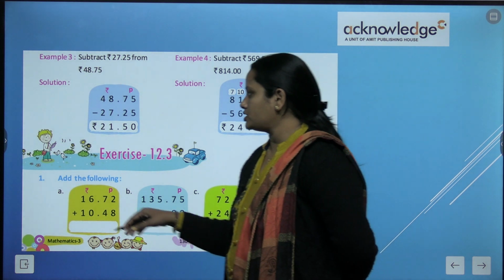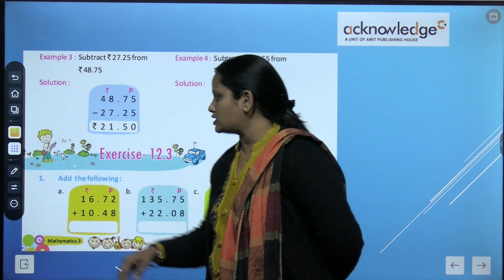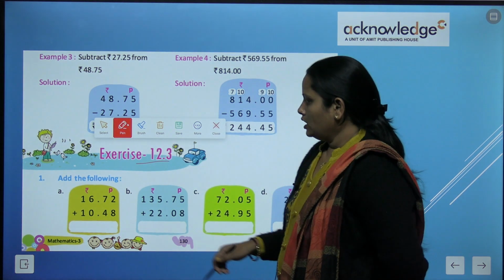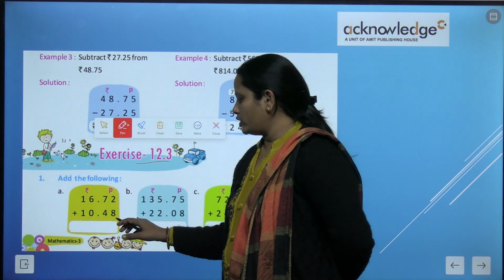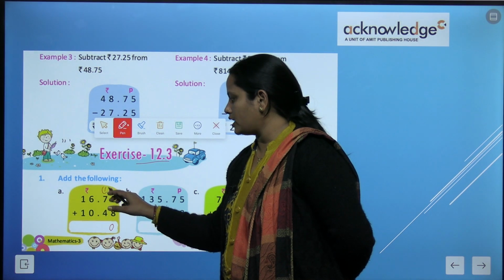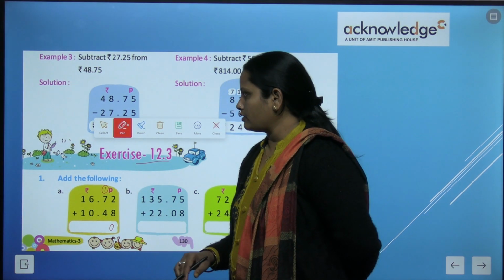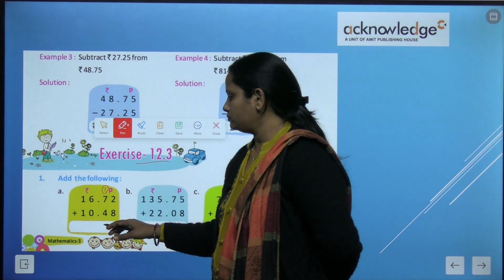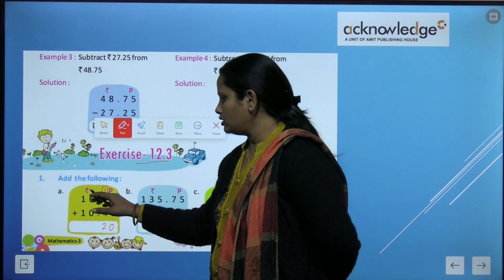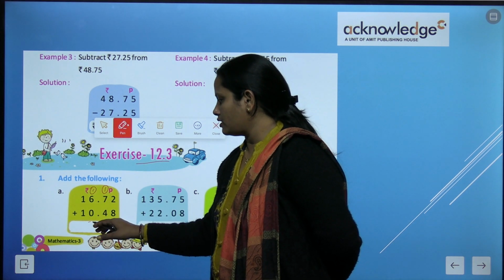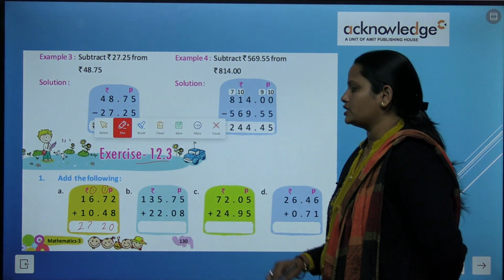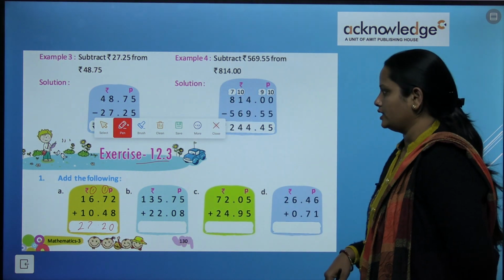So children, after understanding all this, let's do this exercise number 12.3. Here we have to add the given numbers. So 8 plus 2 is 10. 1 is carried. 4 plus 7 plus 1 is 12. Now 6 plus 1 is 7. So here the answer is 27 rupees and 20 paisa. I hope this is clear.